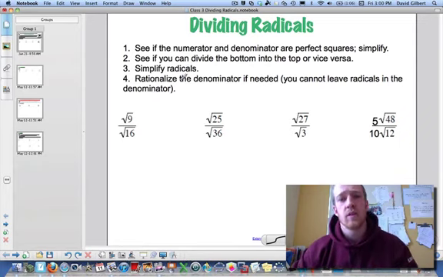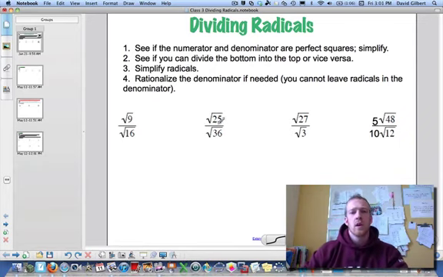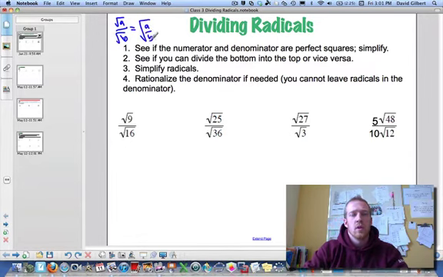All right, dividing radicals. There's a little more to this, and you have a little more freedom to solve these different ways. First, there's a couple of ways you can think about this. If I have the square root of a over the square root of b, the square root of something over the square root of something else, another way to write that is the square root of a over b, because sometimes it's easier to simplify this fraction and then take the square root of that.